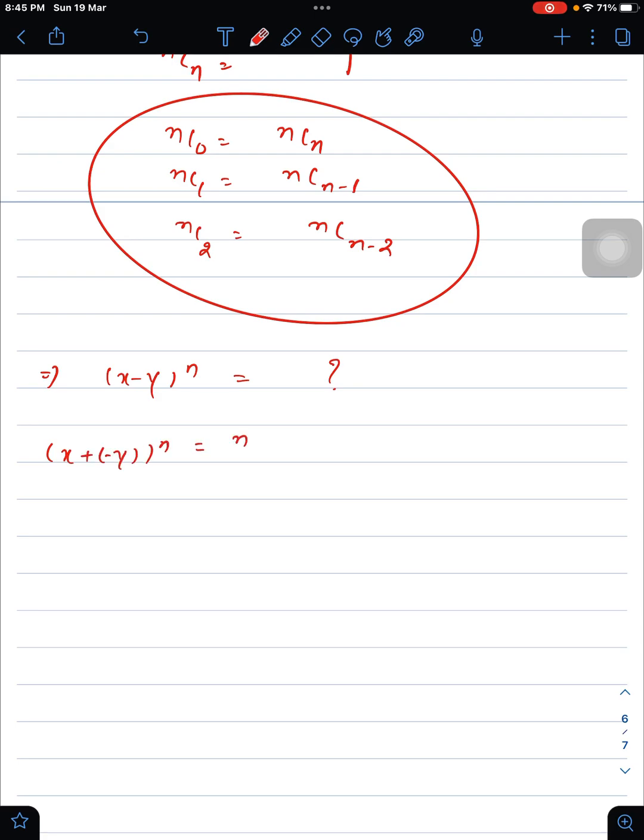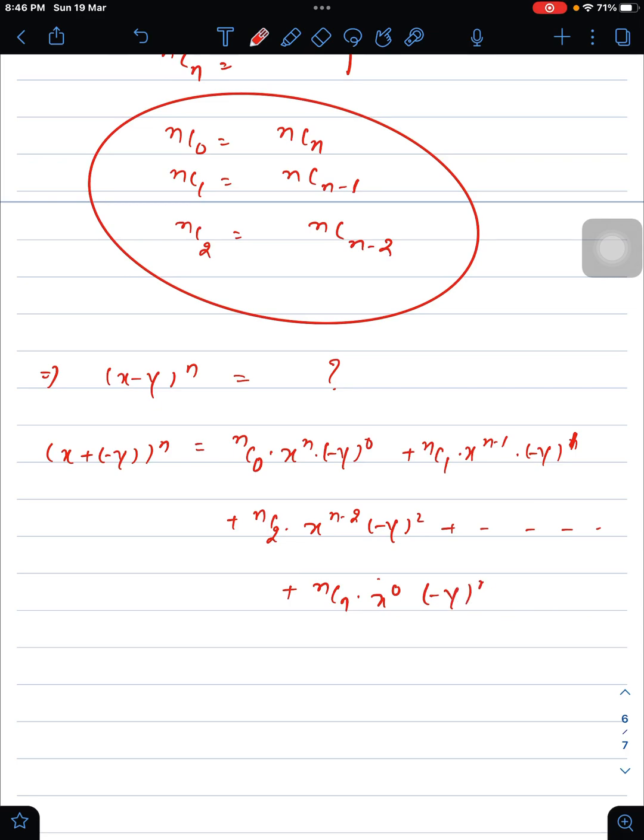Okay, beta, so what will I write? You will write NC0 x to the power n minus y to the power 0, plus NC1 x to the power n minus 1 into minus y to the power n minus 1, plus NC2 x to the power n minus 2 minus y to the power 2, and the series goes like minus 1 to the power n. Okay, just a small change. The series will go like NCN x to the power 0 minus y to the power what?